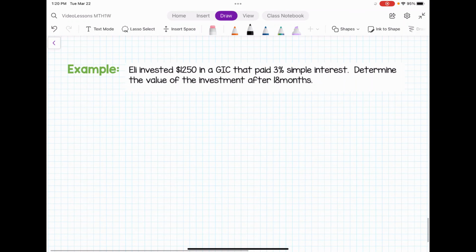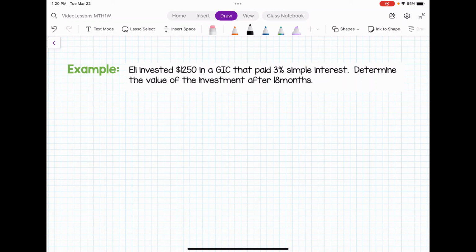All right, so here is a word problem. Eli invested $1,250 in a GIC. That's a guaranteed income certificate, okay? So basically, you're guaranteed money back, that paid 3% simple interest. Determine the value of the investment after 18 months. So here I want the value of the investment, not how much interest he's earned, but the actual value. So that's using A, okay?